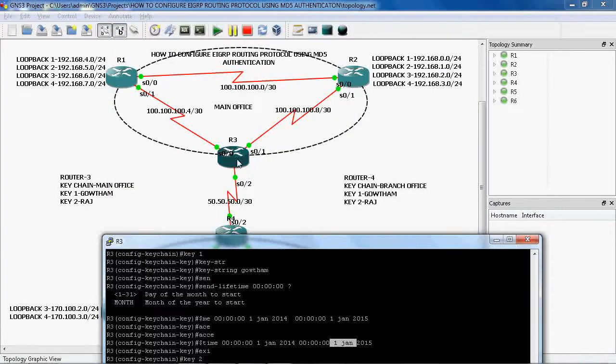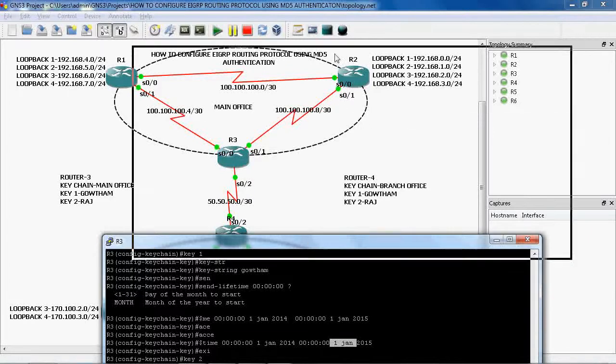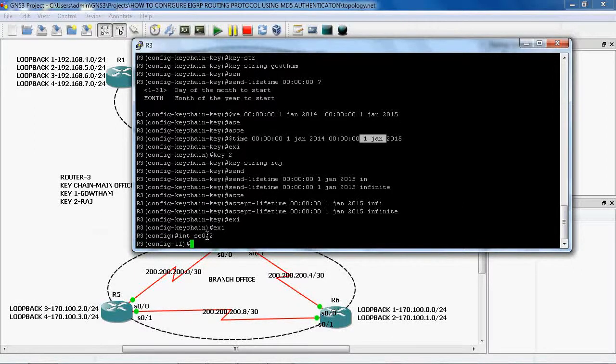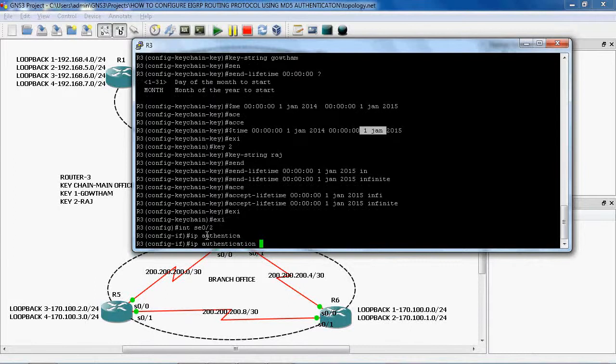So R3 router can be connected to R4 router through the interface serial 0/2. So now we can go to that particular interface serial 0/2. Okay, so the syntax for creating MD5 authentication is IP space authentication. Next we can mention the mode, so mode space, next we can mention the routing protocol, EIGRP routing protocol. Next we can mention the autonomous system number. Here we can give MD5 authentication.